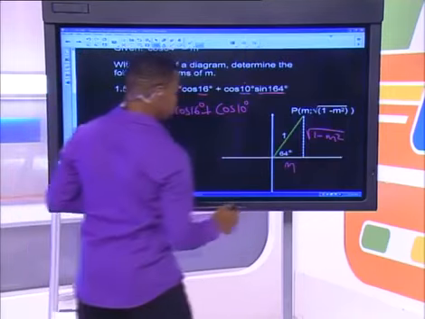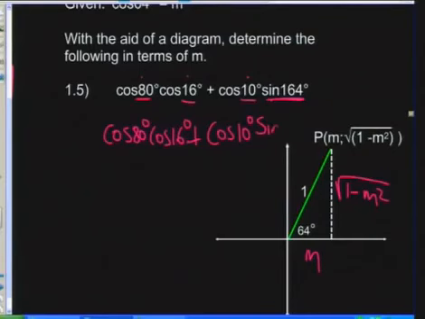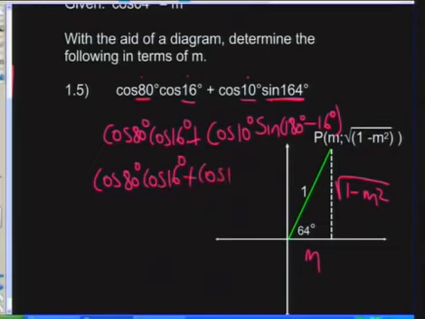Let's see what I can do. So this is sine 180 minus 16 degrees. Yes. Then this is cos 80. I'll write my cos 80 degrees. Cos 16 degrees. Cos 10 degrees. This is positive because 180 minus theta is in the second quadrant. Therefore, this is sine of 16 degrees.